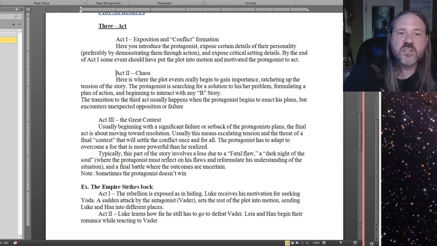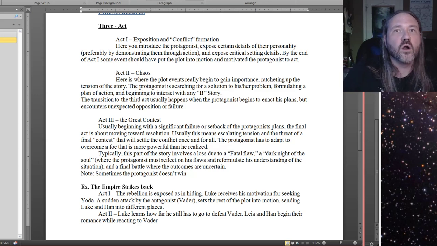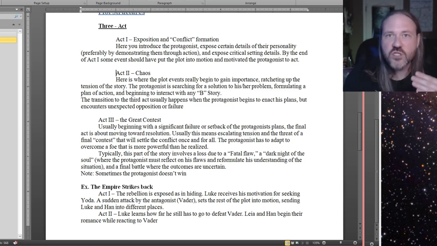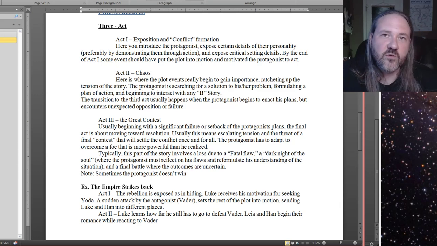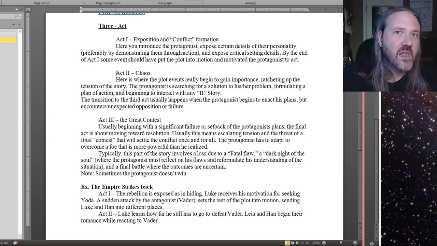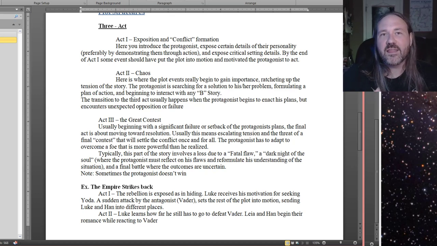It's where the plot events really gain importance. They're either moving you closer to the overall plot goal, the resolution of the conflict, or moving you away from it, or ratcheting up the tension, making sure that there's a huge amount of uncertainty as to whether you're going to accomplish it. So the protagonist is searching for something to resolve the conflict. Everybody's trying to find a solution to the conflict. And then by the end of Act 2, the Chaos Act, they're formulating a plan for how they're going to actually accomplish it. The B story is primarily occupied in the chaos setting.